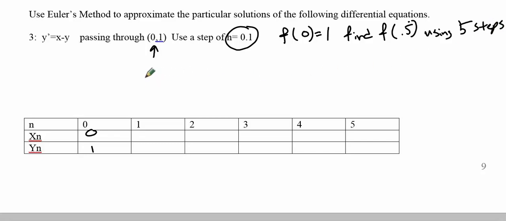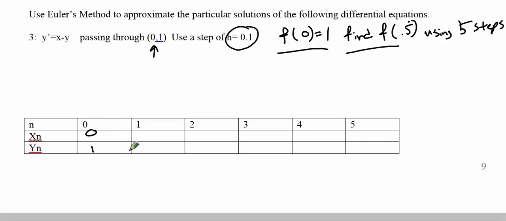So these are the two ways you usually see this. Sometimes they'll give you a point and tell you the step size, and we want to find the new value. Other times they tell you a point, and they say find this point using 5 steps. They could have said using 3 steps, which would be annoying considering 0.5 doesn't divide up evenly by 3's.